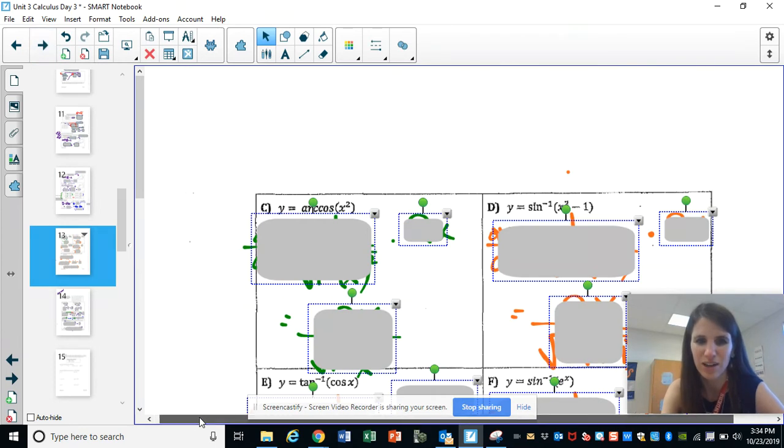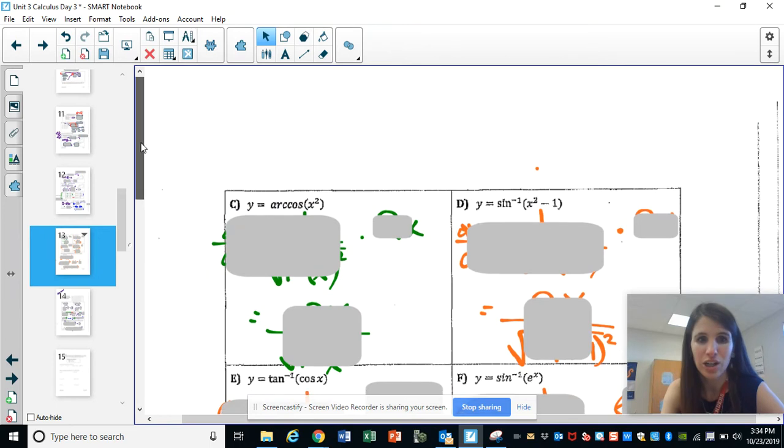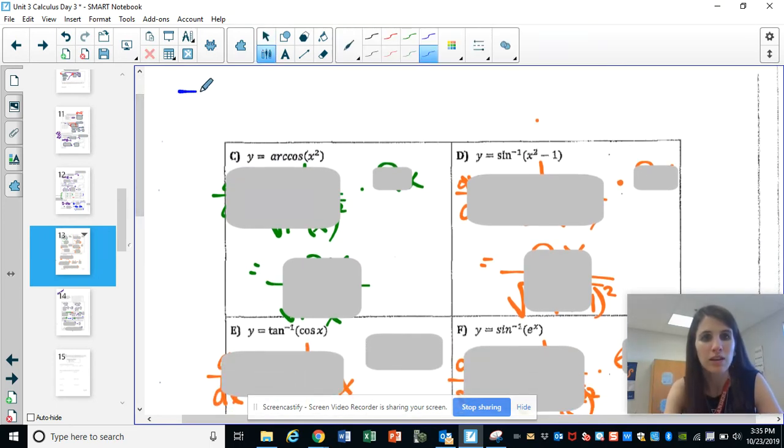Okay. Got a lot of practice problems here. All right, so let's look at our cosine of x squared. So cosine squared would be, well, we know it's negative, right, because it's a c, and it's the same thing as sine.